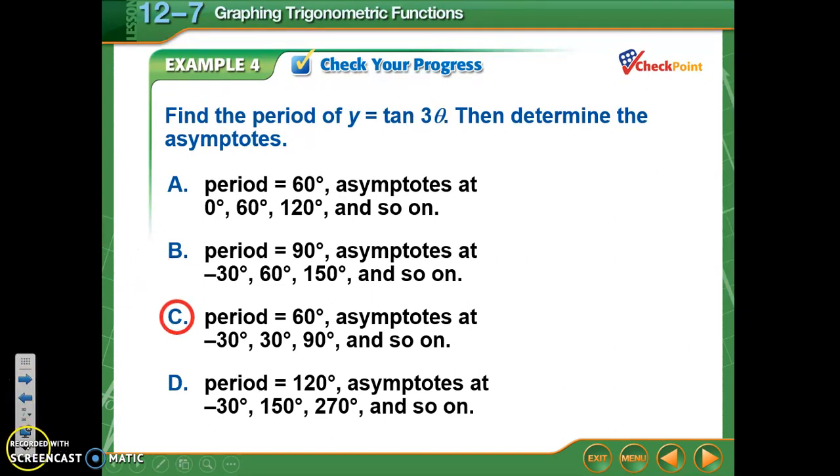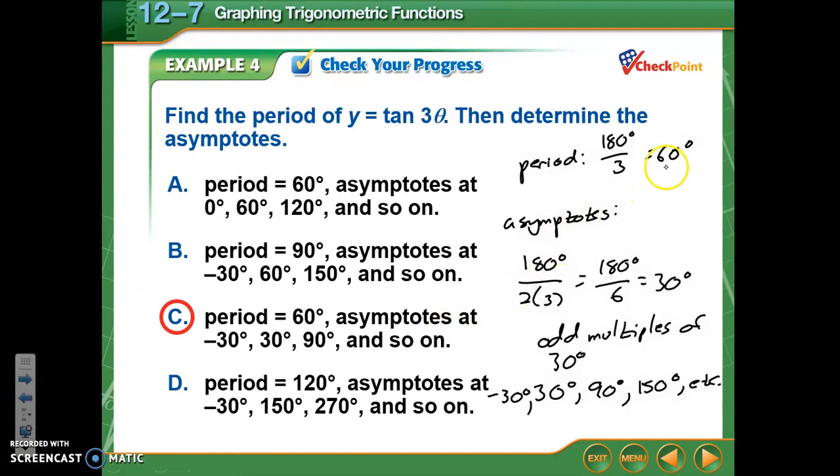Okay, you should have gotten C. All right, so my period here is 60 degrees. The asymptotes will be odd multiples of 30 degrees. So negative 30 degrees, 30 degrees, 90 degrees, 150 degrees, and every 60 degrees after that.